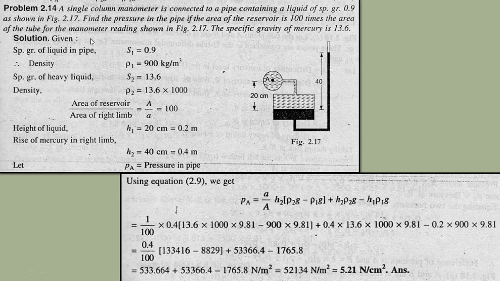Then a single column manometer is connected to a pipe containing a liquid of specific gravity 0.9 as shown in this figure. Find the pressure in the pipe if the area of the reservoir is 100 times the area of the tube, for the manometer reading shown in figure 2.17. The specific gravity of mercury is 13.6.